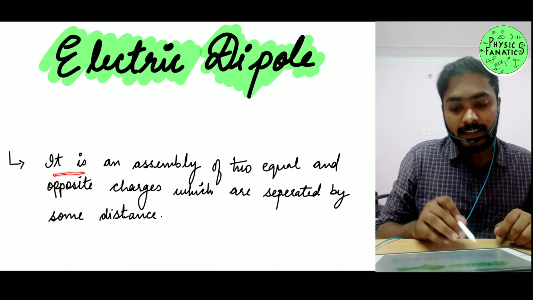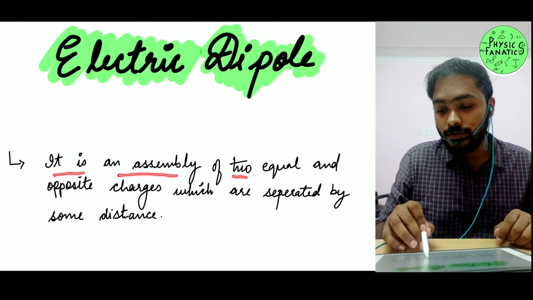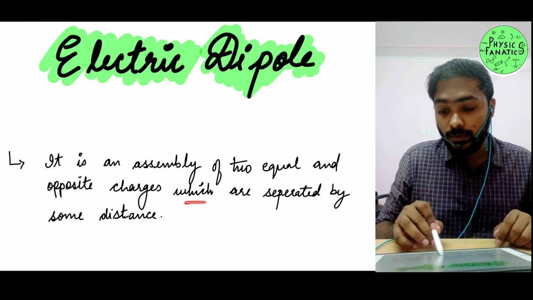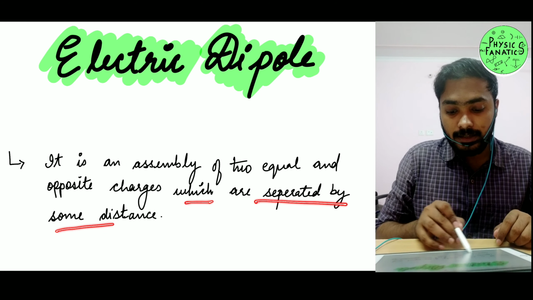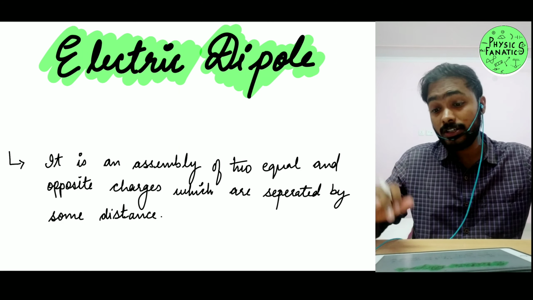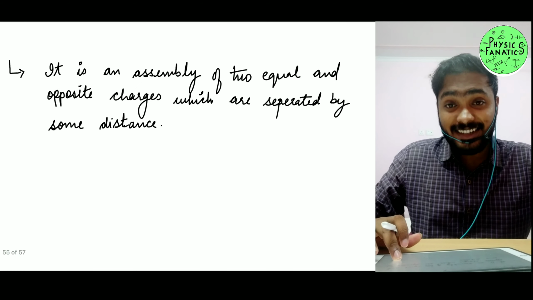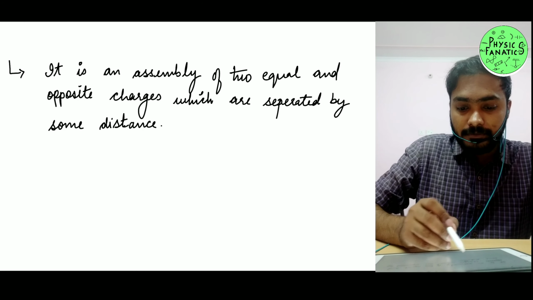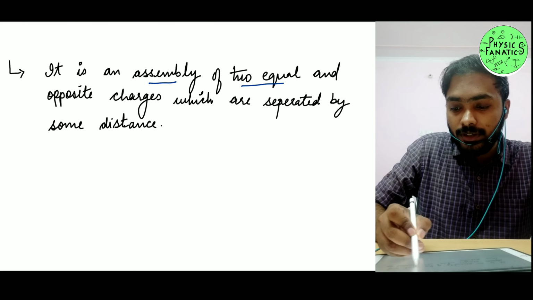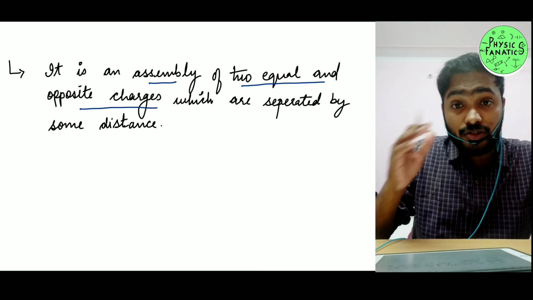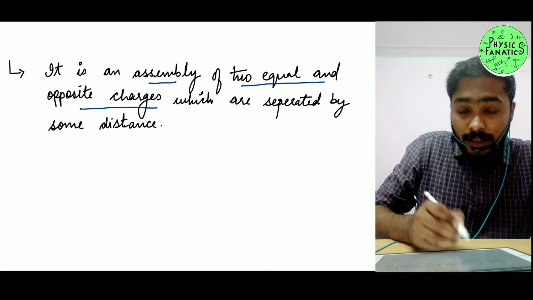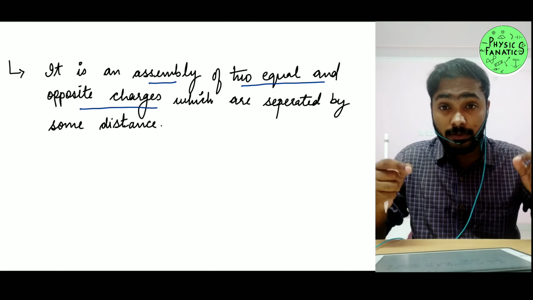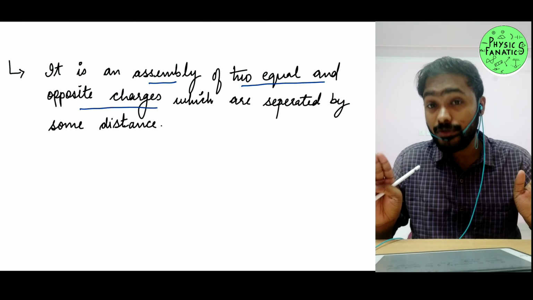It is an assembly of two equal and opposite charges which are separated by some distance, right? Now what does this definition tell us? It tells us that it is an assembly of two equal and opposite charges. That means we need to have two charges first, and they need to have equal magnitude but of opposite nature.